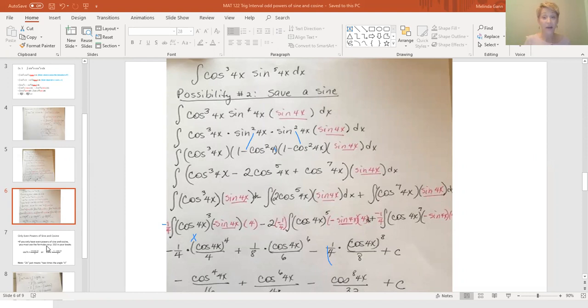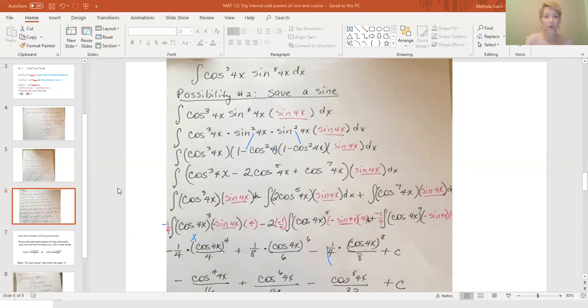If you've got an odd power of sine, save a sine. If you've got an odd power of cosine, save a cosine. If you have odd powers of both, you can save either, but I would save one of the smaller power. Then remember, if you save a sine, everything else turns into cosines. If you save a cosine, everything else turns into sines.